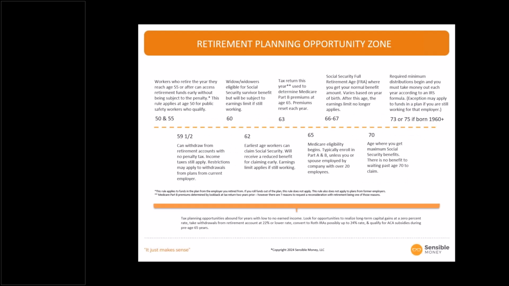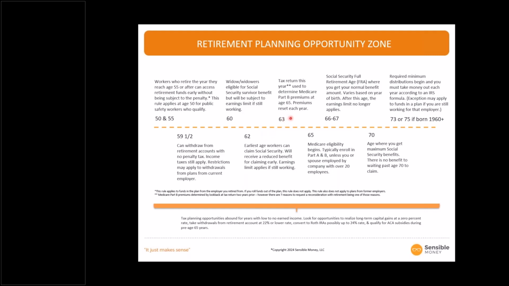In addition, we have this timeline here from around age 50 or 55 all the way up now to age 75 for those born in 1960 or later. And this timeline we call the opportunity zone. So when you're looking at the opportunity zone, there's all kinds of things happening. It's a busy 20 years. There's age 59 and a half, the first age you can withdraw from retirement accounts. There's age 60, the first age you could claim Social Security if you're a widow or widower. 62, the earliest you can claim Social Security.